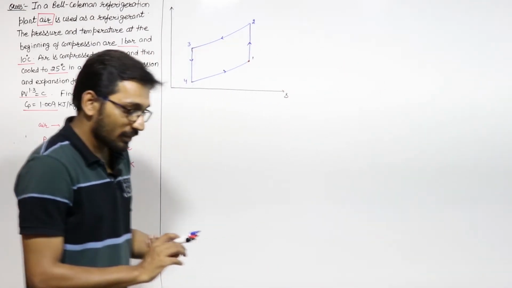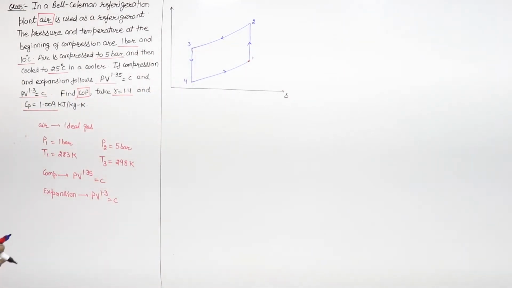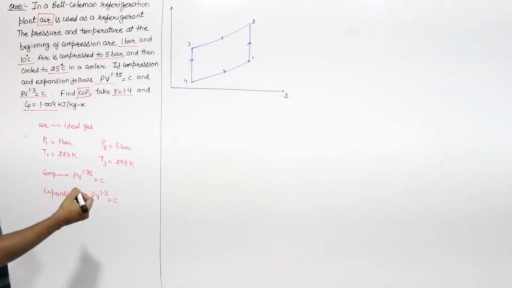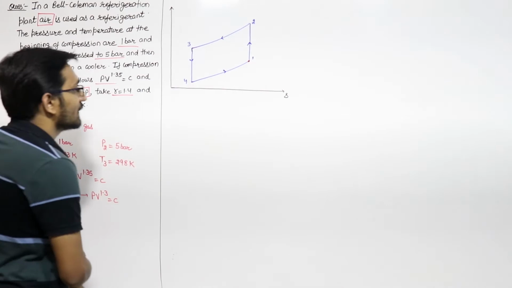Right? If the process is reversible adiabatic, then gamma must be equal to 1.4, but here it is given PV raised to power 1.35 is equal to constant. Now let us try to solve this question. First of all, let us find how much temperature at each and every point is there.